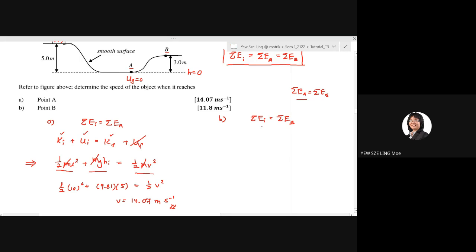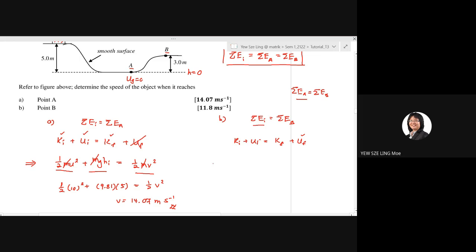Because the initial state values you obtain straight away from the question, it is impossible to have any careless value in it. So again, I'm going to write it down first. K initial plus U initial equals K final plus U final. Now K initial and U initial, we know it's a non-zero value. How about K final? K final, of course, is not 0 because it asks you to determine speed. And U final is also not 0 because you have a height which is equal to 3 meters.